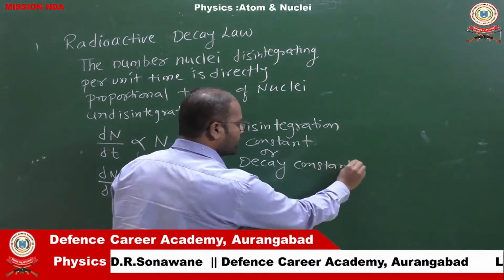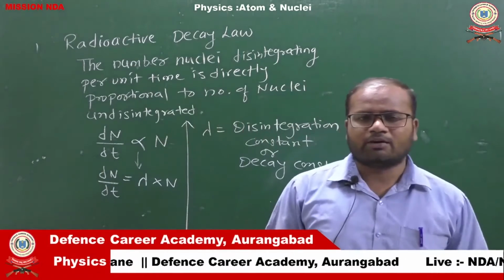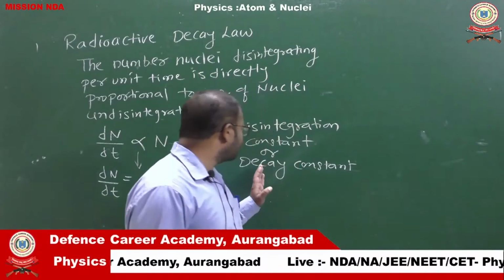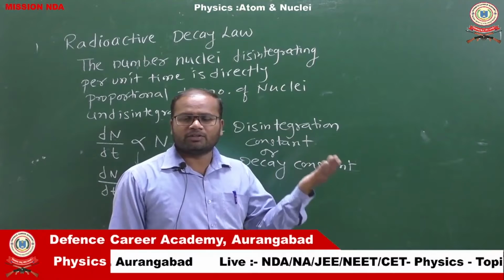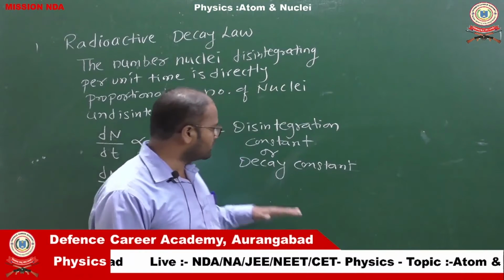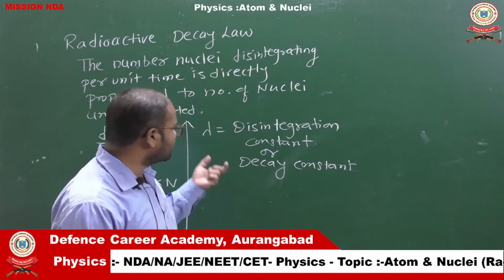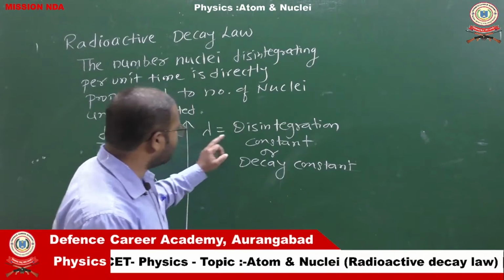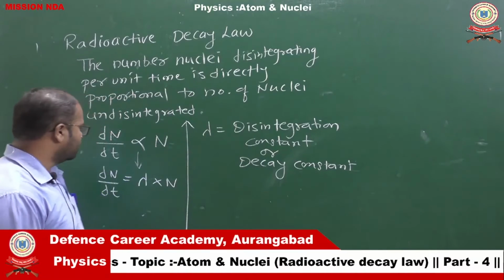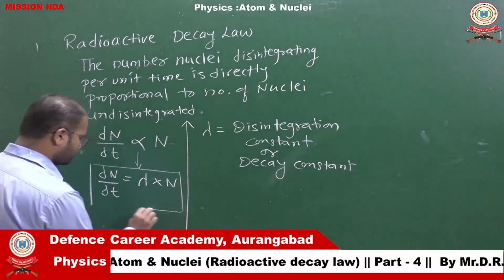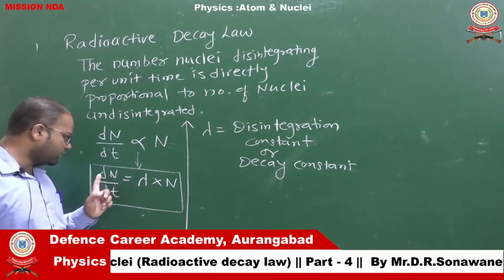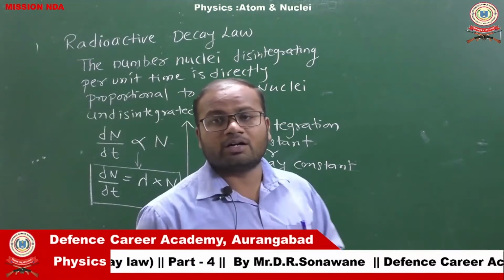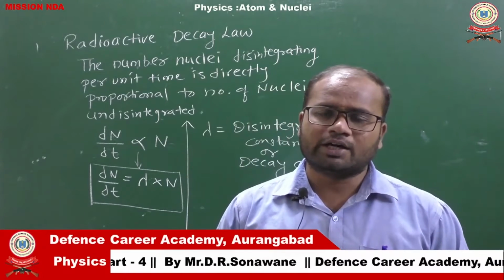because every element like uranium and thorium has the property of disintegration with respect to time differently. Uranium decays at a fast rate, but thorium has a lesser rate than uranium. That rate of disintegration is denoted by lambda, right? So lambda is the disintegration constant or decay constant. This equation shows the radioactive decay law. We can say that the rate of change of nuclei disintegrated is directly proportional to the number of nuclei unchanged or remaining in the radioactive element.